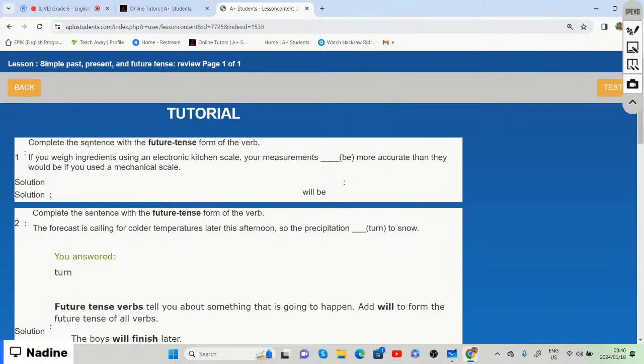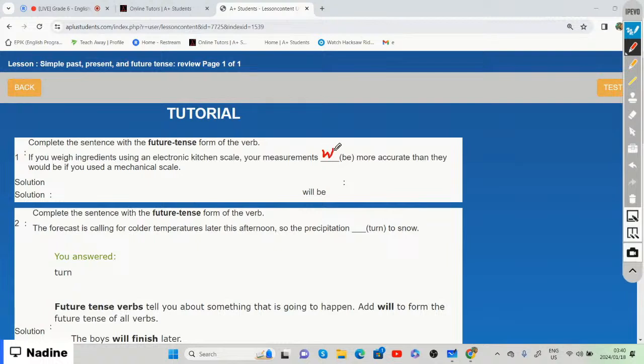So which means that if we were to complete the sentence with the future tense form of the verb, then we are just going to add will in front of that word be. So we will say, if you weigh ingredients using an electronic kitchen scale, your measurements will be more accurate than they would be if you use a mechanical scale.